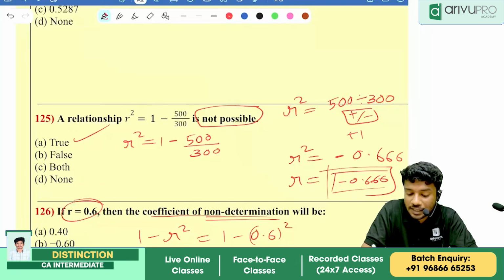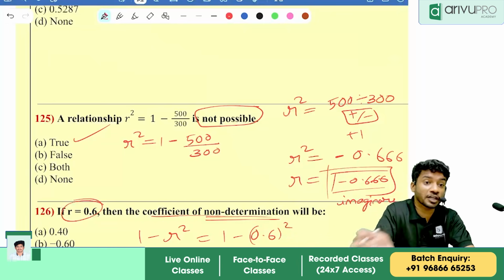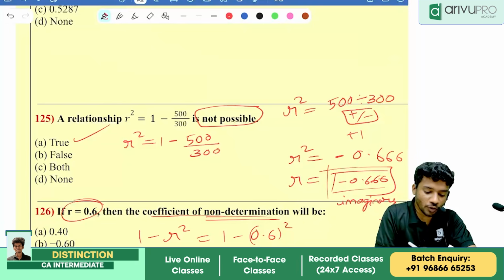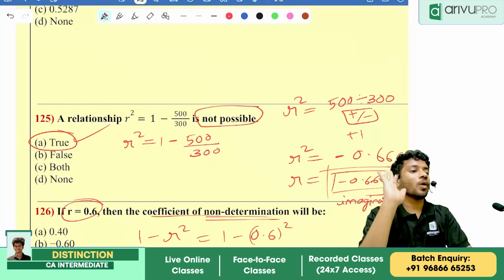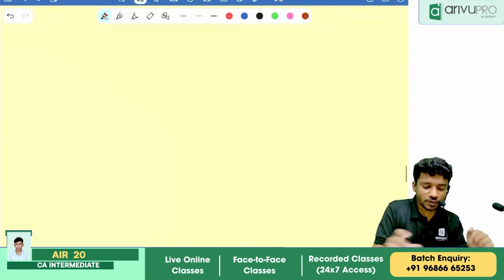People, this is an imaginary number. Correct? Root of a negative number will become imaginary. We didn't learn any concept where we take the minus outside. We didn't learn anywhere with respect to this. So it is not possible. So it is true. Understood, people? I just want to understand what all things we learned.